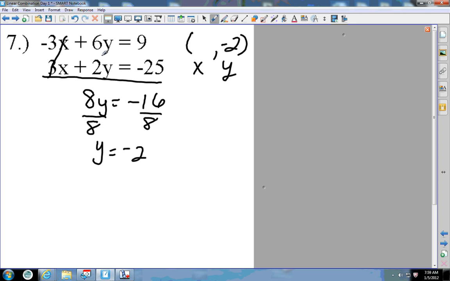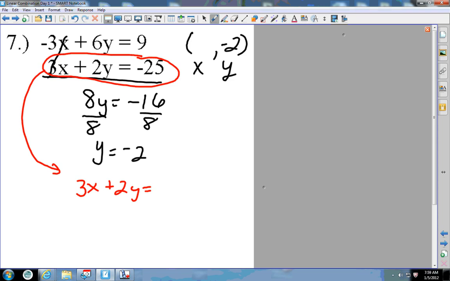Okay, so let's see. I'm going to choose the bottom one. I'm going to rewrite this here. 3x plus 2y equals negative 25. Y is negative 2. Same thing we were doing for substitution. Circle that and draw an arrow to where you're supposed to substitute it in. This is going to help you remember which letter it's supposed to go in there for. Now that says 2 times y. So I have 2 times negative 2, and that equals negative 25.